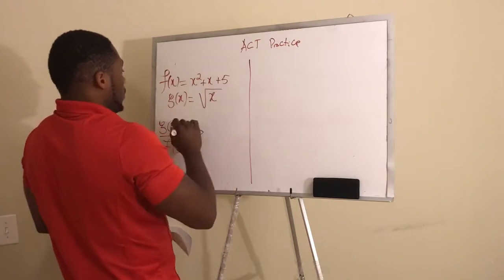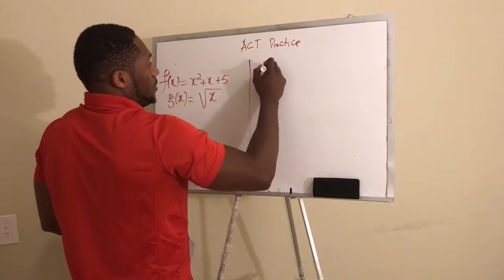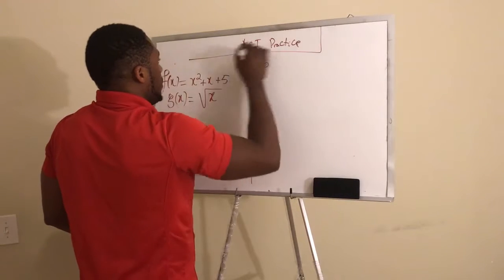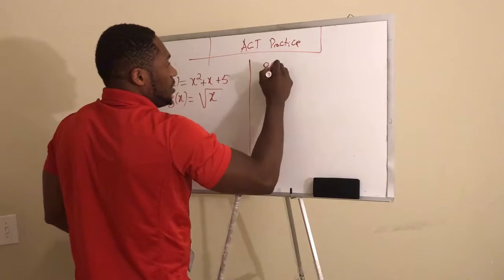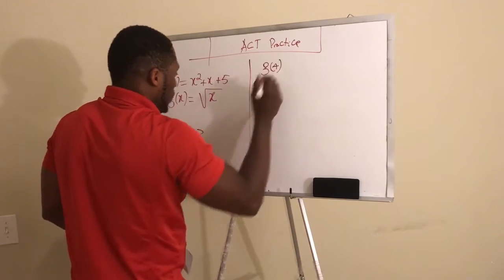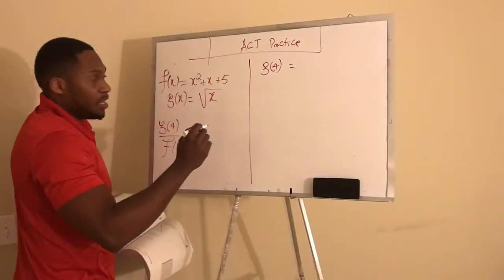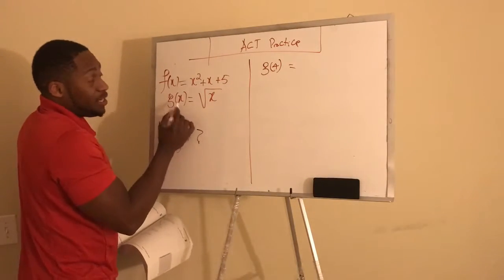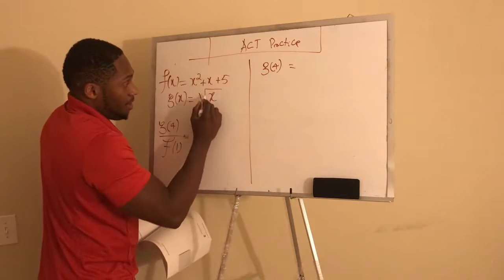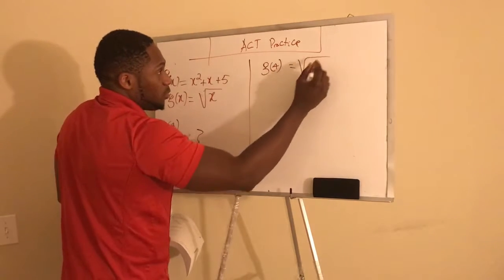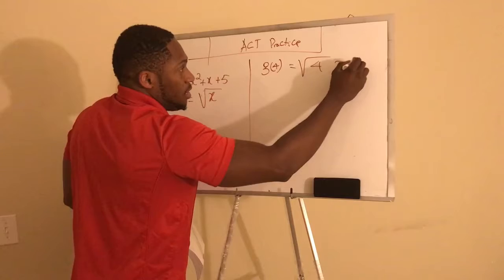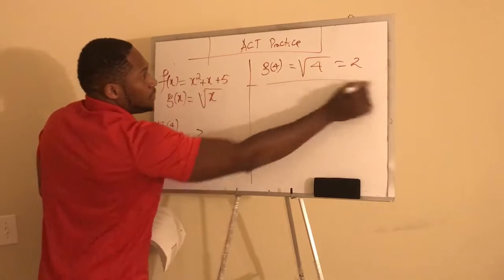So let's do g of 4 first. G of 4, what it basically tells you here is every time you see x, you're going to replace it by a 4. So instead of having square root of x, we're going to have square root of 4, which is 2. Now let's move on.